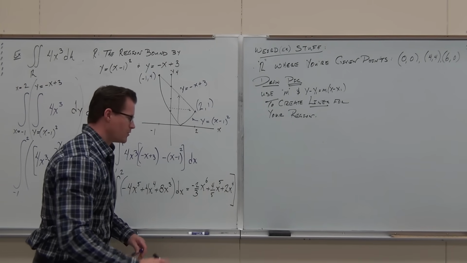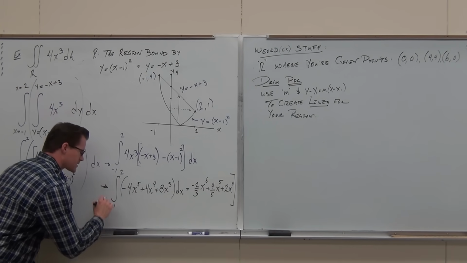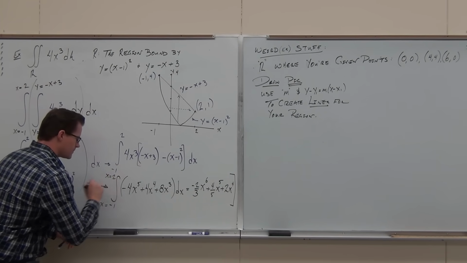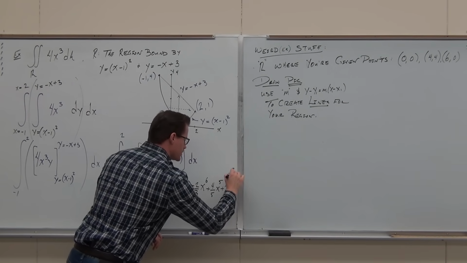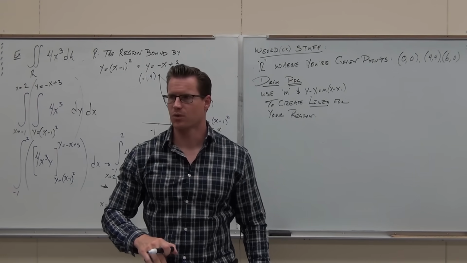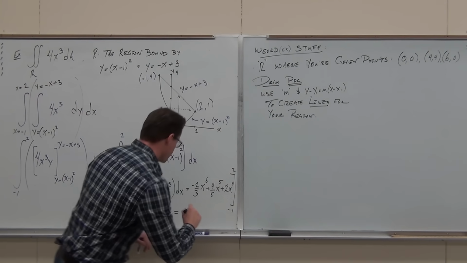That's what I got, and then we're evaluating. Of course, these are x constants. That's fantastic. That means we plug in -1 and 2. I've done it. I got 72 over 5. If you want to check your work later, 72 over 5.